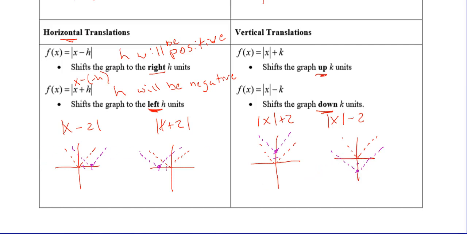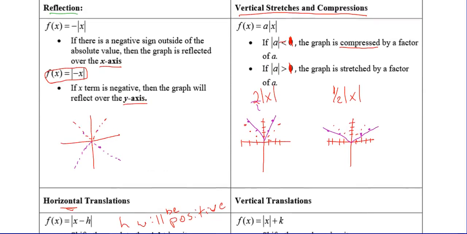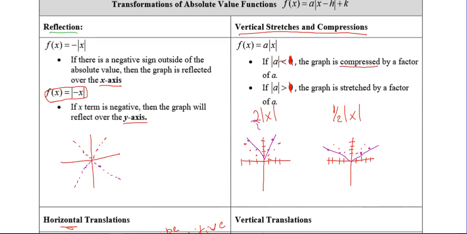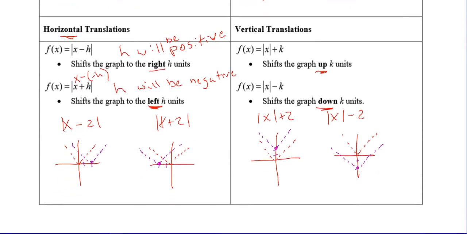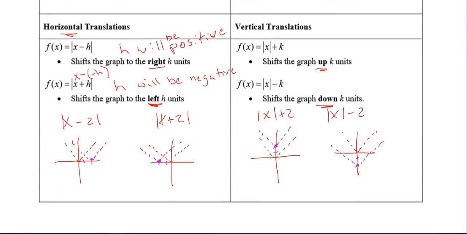So those are the 4 types of transformations that you can have: reflections, vertical stretches or compressions, horizontal translations, and vertical translations. So the rest we'll just do a couple examples, and we'll practice when you get here. So let's go to the next page and look at some examples.